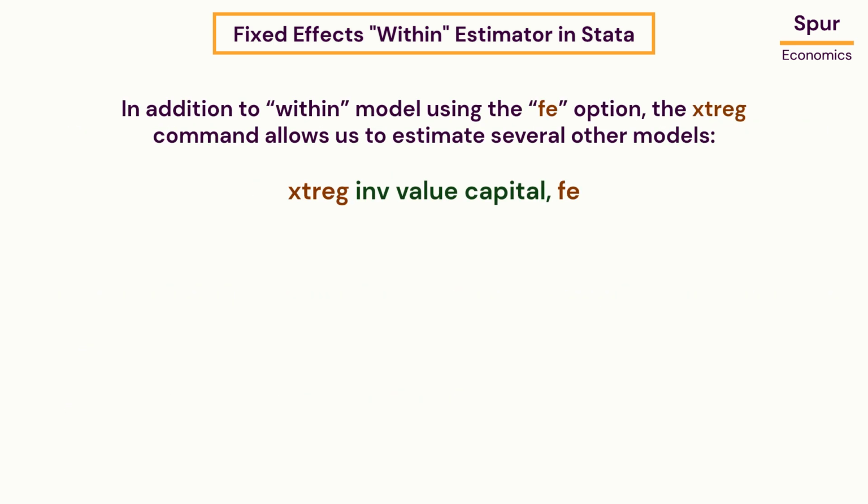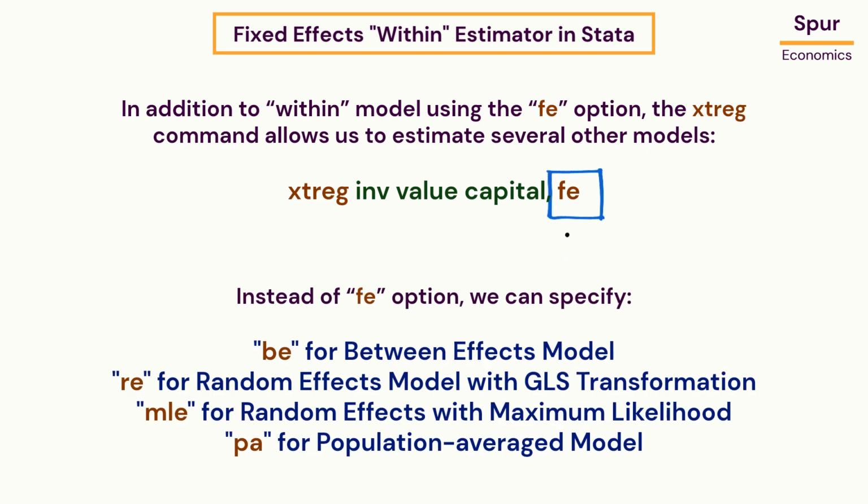In addition to the within model using the FE option, the xtreg command allows us to estimate several other models. Instead of FE, we can specify BE for a between effects model, RE for random effects model with GLS transformation, MLE for random effects with maximum likelihood, and PA for a population averaged model.